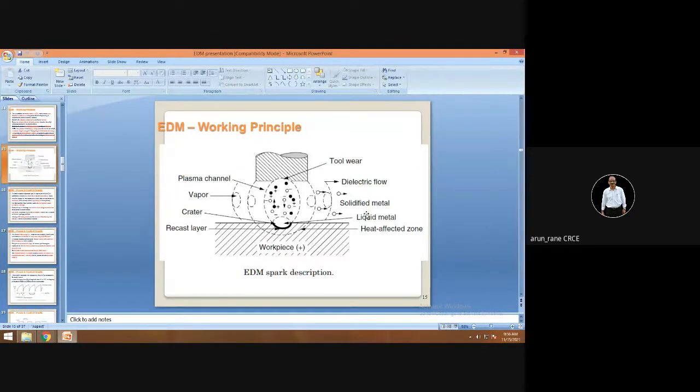If you make the tool positive and the workpiece negative, then the cutting or erosion will happen at the tool. So your tool will wear more. We don't want this. So that's why generally the tool is negative and the workpiece is positive.